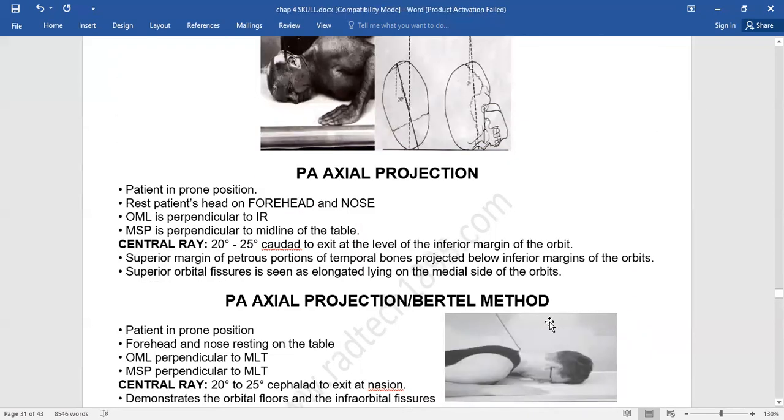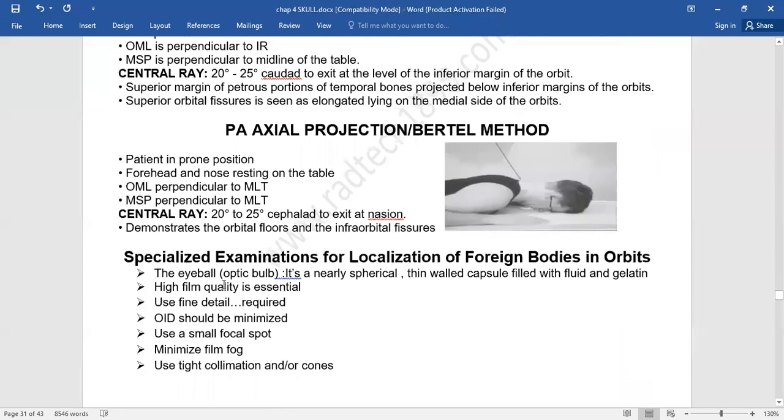So naka-prone. So rest patient forehead and nose, OML perpendicular, and MSP is also perpendicular. So para siyang Caldwell. So central ray is 20 to 25 degrees caudad. So this is to demonstrate the superior margin of petrous portions of temporal bones as well as the superior orbital fissures.